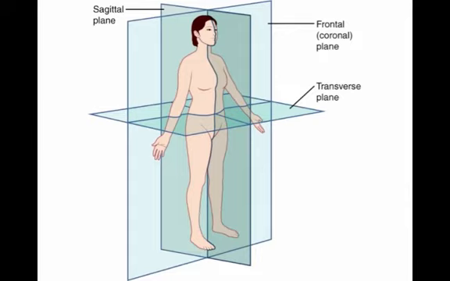A mid-sagittal section is a sagittal section that passes through the midline of the body, dividing the body into equal right and left sides. A parasagittal section, in contrast, is cut parallel to the midline, dividing the body into unequal right and left portions. A frontal or coronal plane separates the anterior and posterior portions of the body.